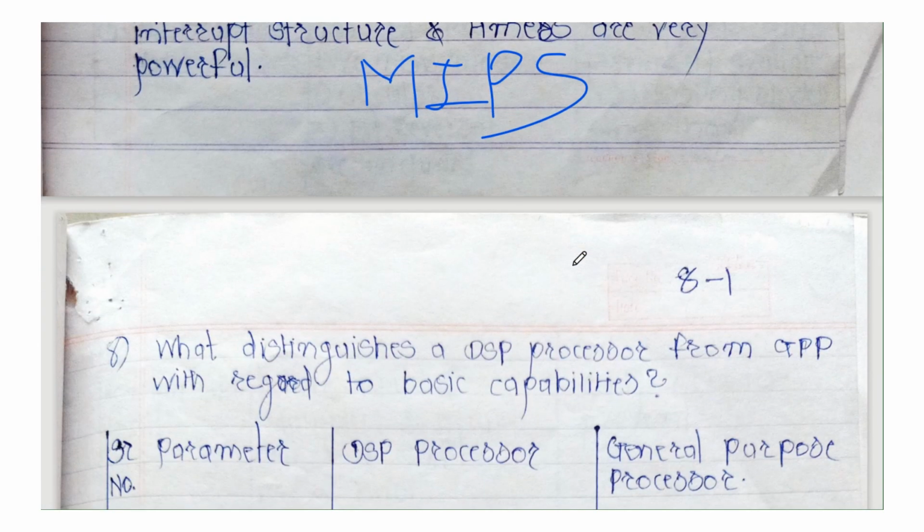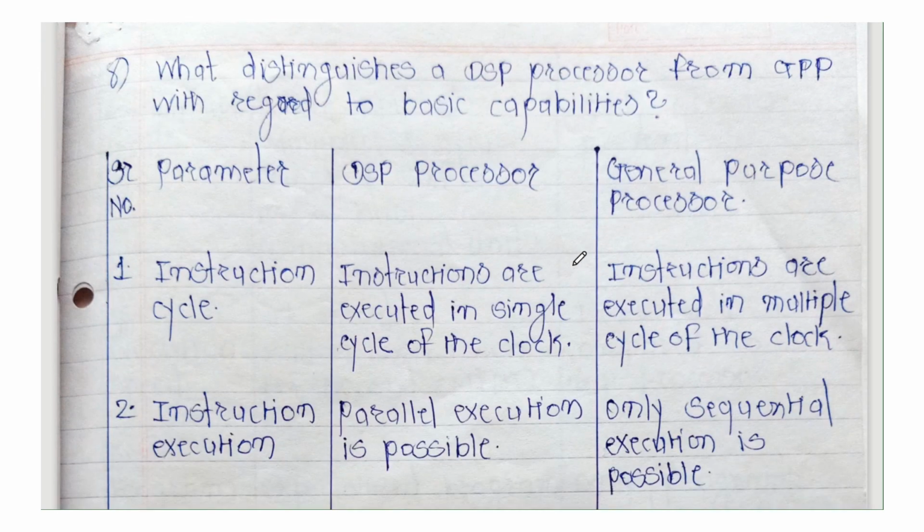So next is what distinguishes a DSP processor from a general purpose processor. Many times this question is asked in the university exam. The comparison is between the general purpose processor and the DSP processor's basic capabilities. So the parameter is instruction cycle. In a DSP processor, instructions are executed in a single clock cycle, whereas in a general purpose processor the instructions are executed in multiple clock cycles. For instruction execution, parallel execution is possible in a DSP, while only sequential execution is possible in a general purpose processor.